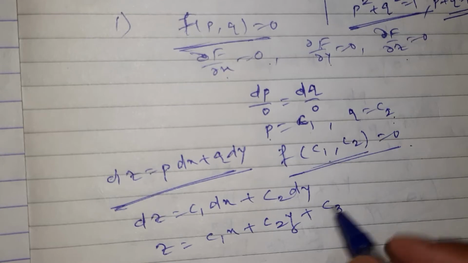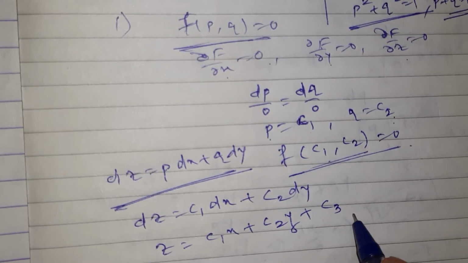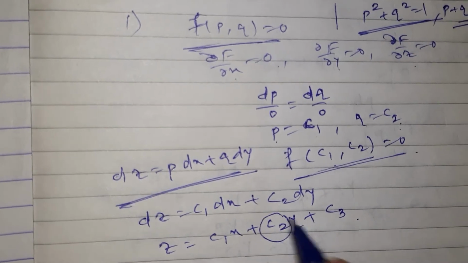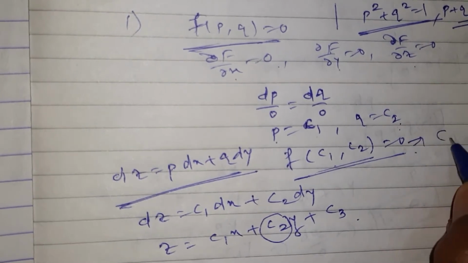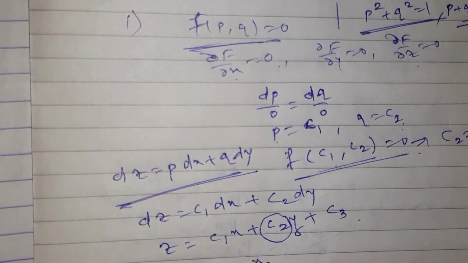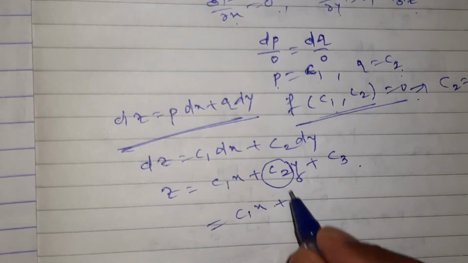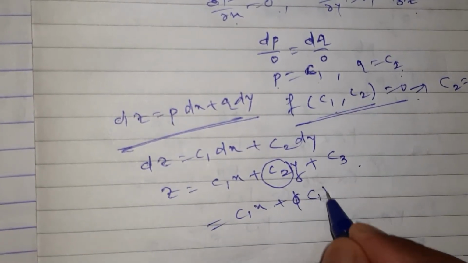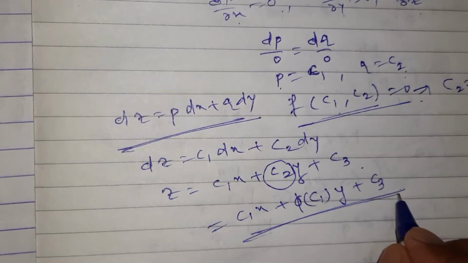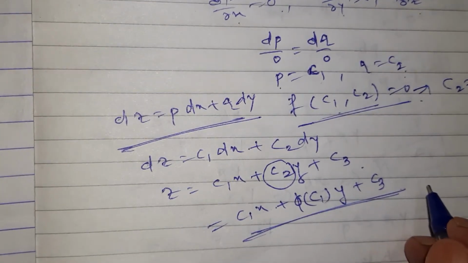But you may think that we take only 2 constants, why does the third constant appear here? No doubt we know that from this equation I can find c2 in terms of c1. So here c1 x plus c2, instead of c2 I can write phi of c1, into y plus c3. So only 2 constants are there. Have you understood the step?